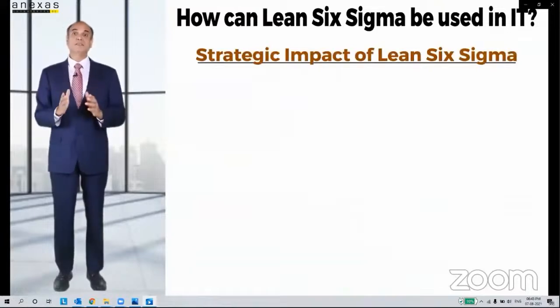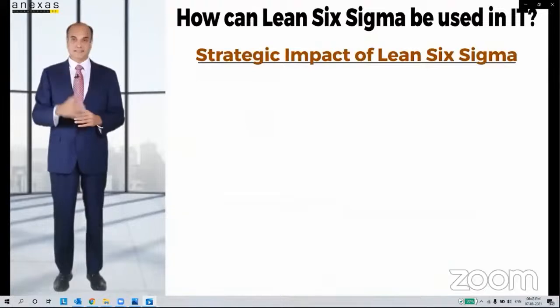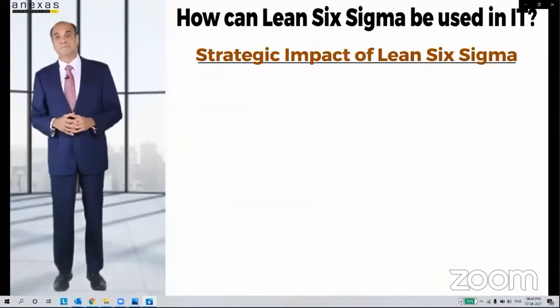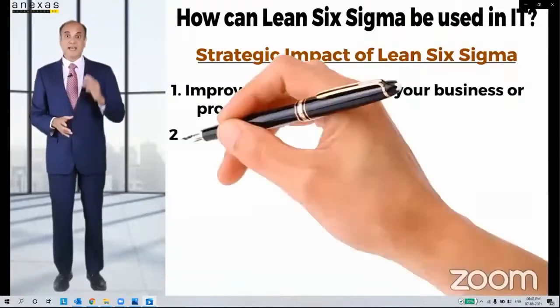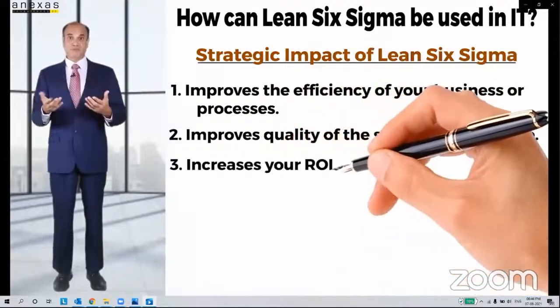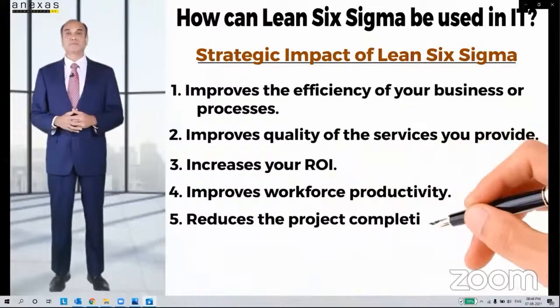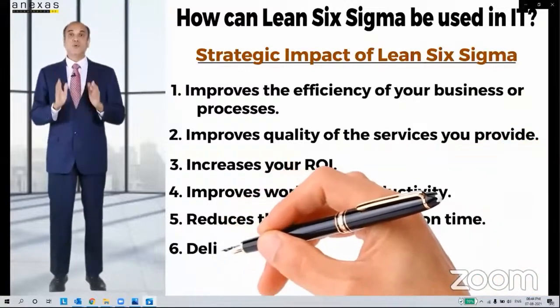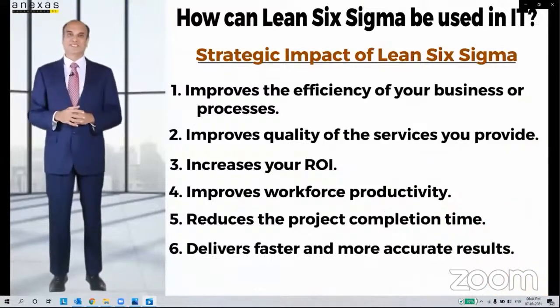Now you may ask, strategically, what is the impact on IT organizations after implementing Lean and Six Sigma? My answer would be, Lean Six Sigma improves the efficiency of your business and processes, improves the quality of the services you provide, increases the return on investment, improves workforce productivity, and reduces the project completion times. Overall, it helps the organization to deliver faster and more accurate results.